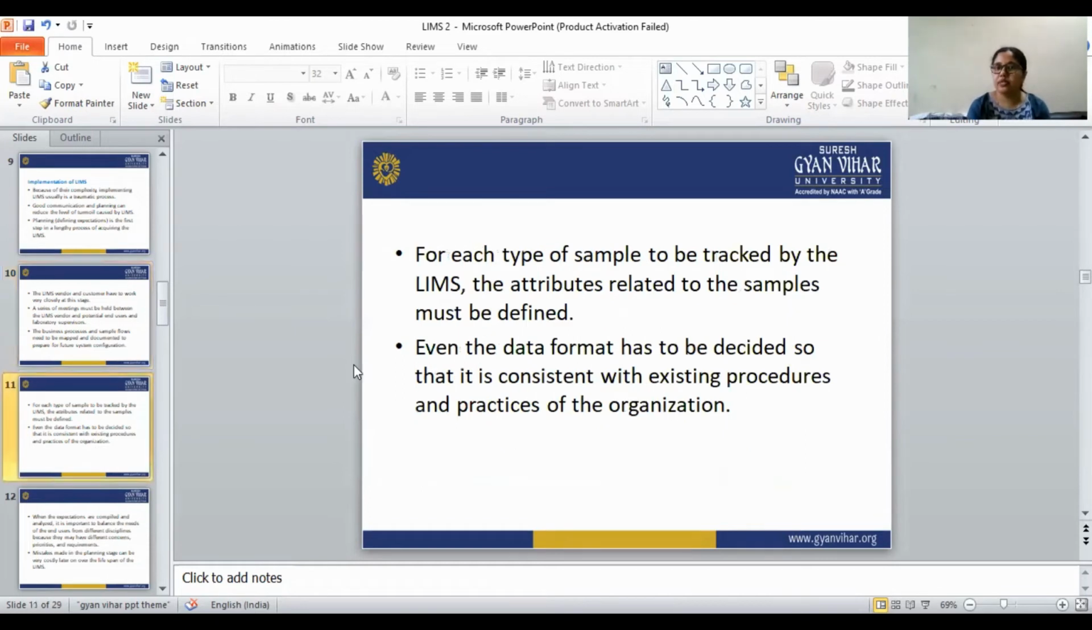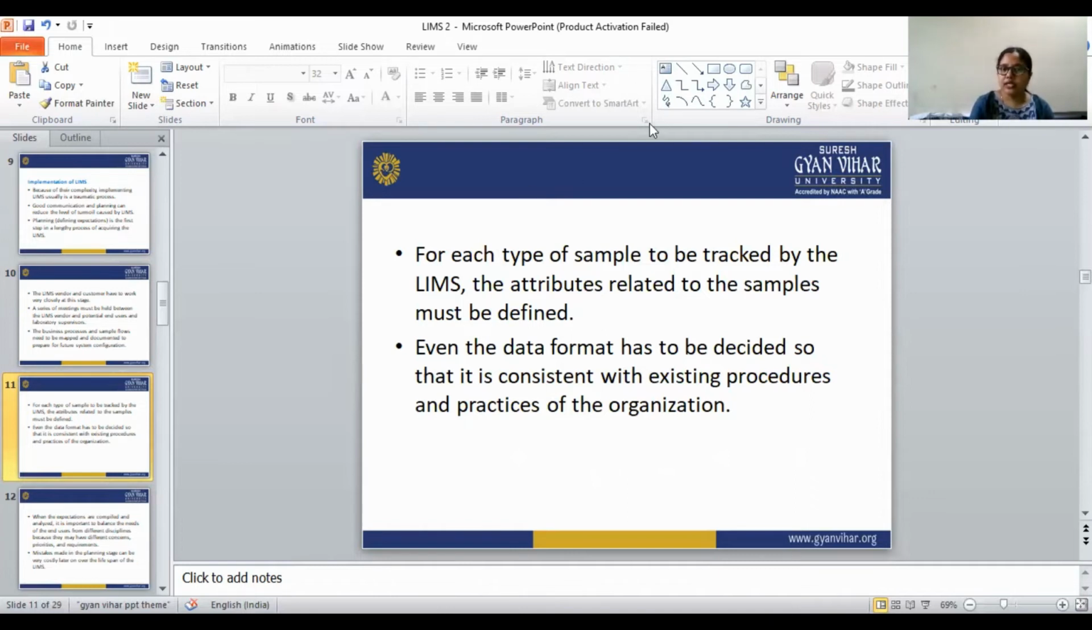For each type of sample to be tracked by the LIMS, the attributes related to the samples must be defined. Even the data format has to be decided so that it is consistent with existing procedures and the practices of the organization. Each and everything they have to tell the vendor, meaning which type of configuration the user wants. All the things they have to tell the vendors.